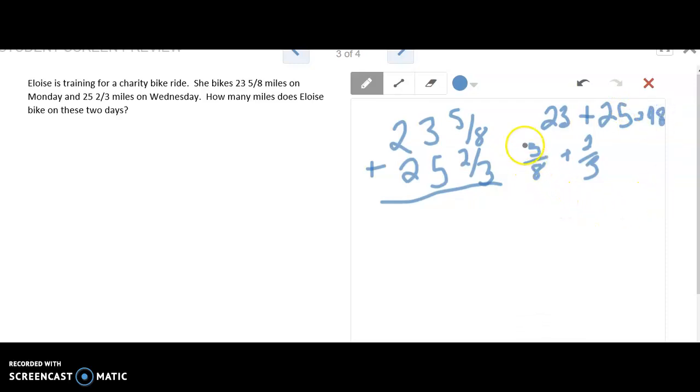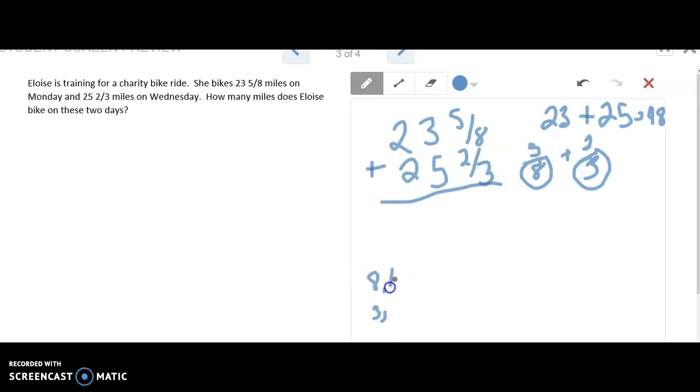Okay, and now let's take a look at adding these two fraction parts together, 5/8 plus 2/3. The first thing I look at is my denominator. They're not the same. So I need to come up with my LCD, my least common denominator. And if I need to, I can list out my facts of 8 and my facts of 3 and find the least common one.